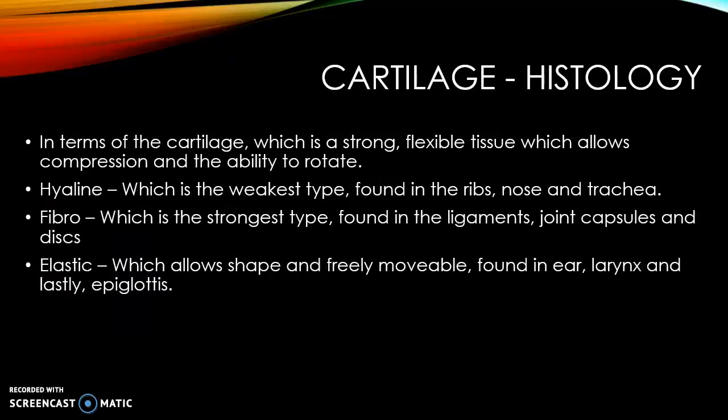The histology of the cartilage. It's a strong, flexible tissue that allows compression and allows rotation as well. The hyaline, the weakest type, is found within the rib, nose and trachea. The fibro, which is the strongest type, is found within the ligaments, joint capsules and discs. And lastly, the elastic, which allows shape and the ability to move freely, is found in the ear, larynx, and lastly, the epiglottis.